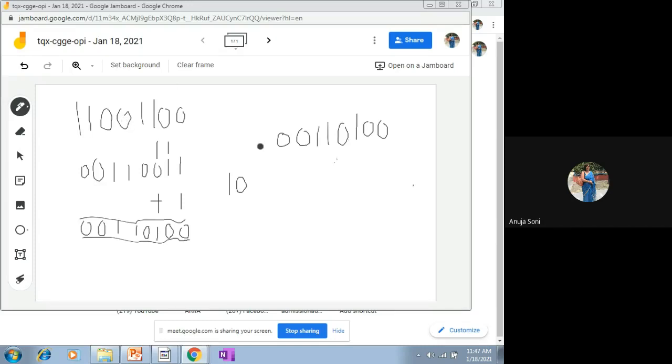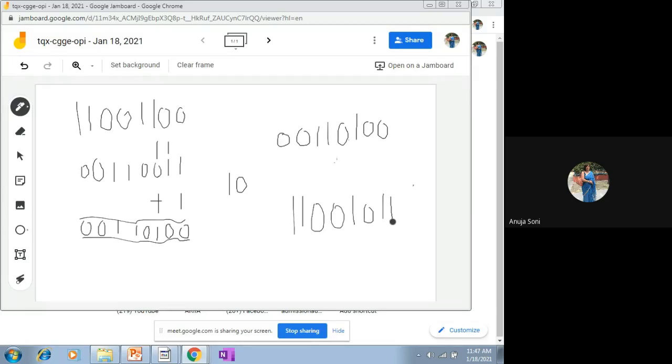We take one more example in order to illustrate the concept of two's complement. Say I take one more example. This is a number. Now we have to find its two's complement using the direct method.